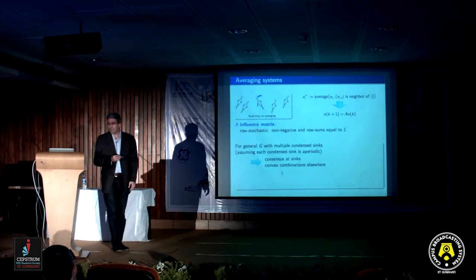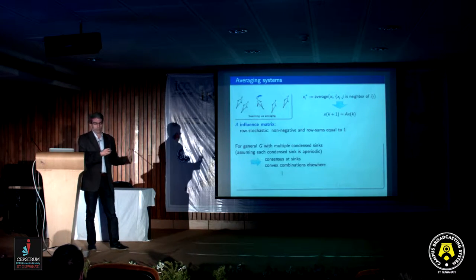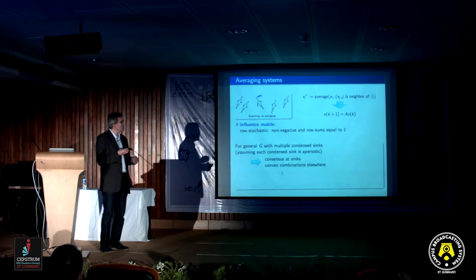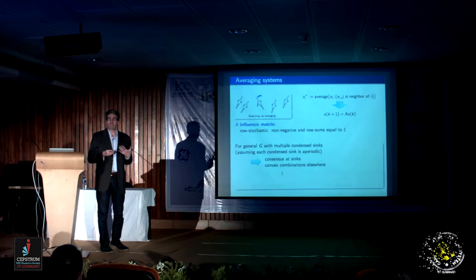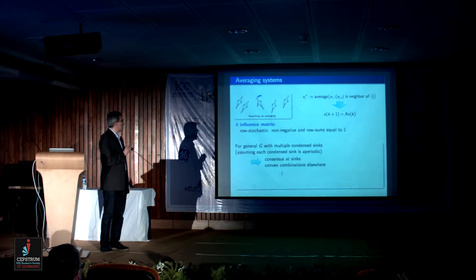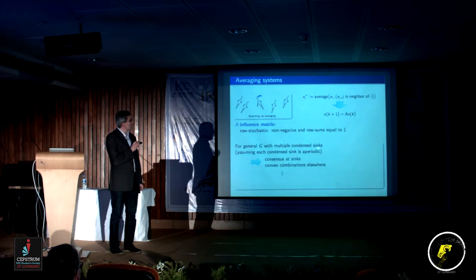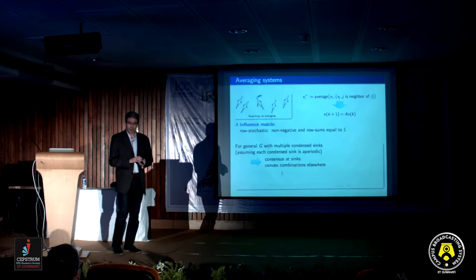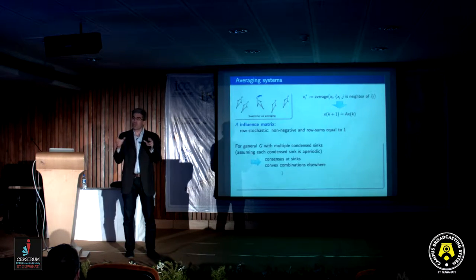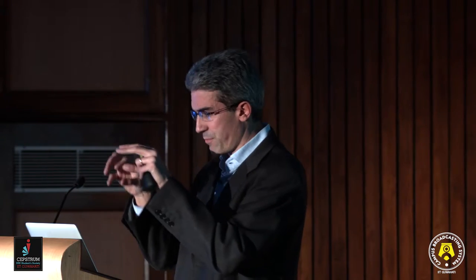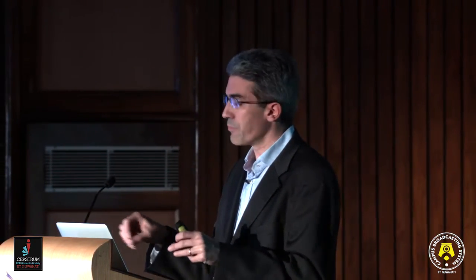And there are results that one, using the tools I just described, can get immediately on the behavior of this averaging system as time diverges. Specifically, if you have a general directed graph with multiple condensed sinks, remember, in the condensation, it's an acyclic graph, but there is at least one sink. In the picture I had before, there was more than one.